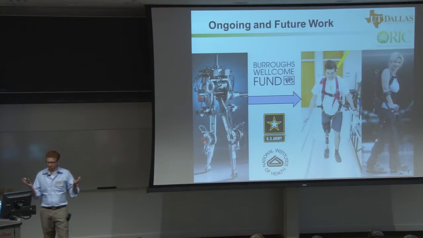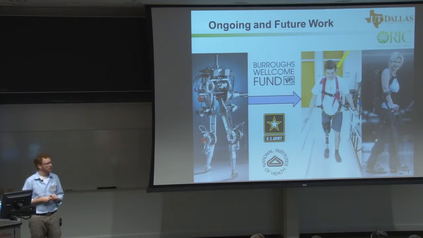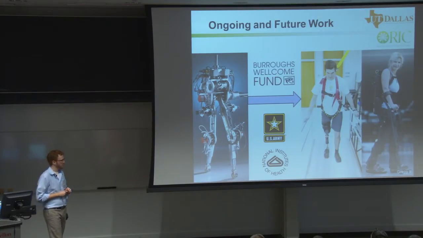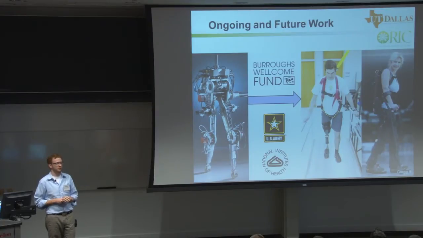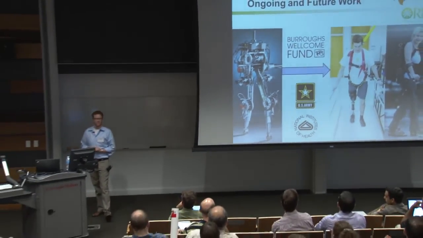And so just in closing, we're hoping to bring ideas from robot control into both our understanding of human locomotion and then enabling individuals with various types of impairments to walk and do other types of locomotor tasks. And so that's the ongoing and future work between RIC and UT Dallas. So thank you, and I'll be happy to discuss.